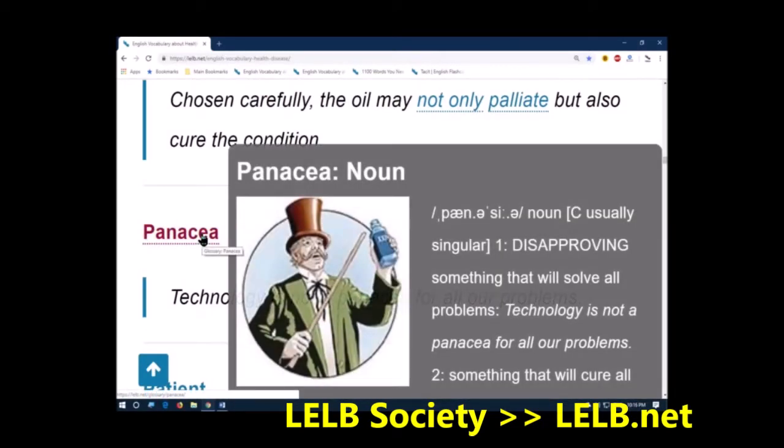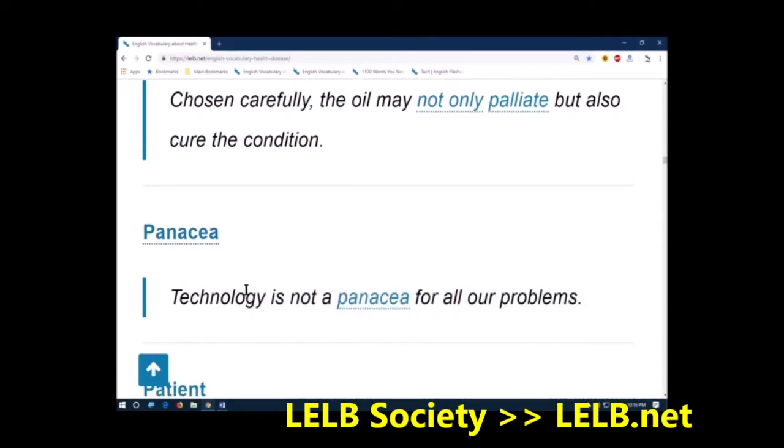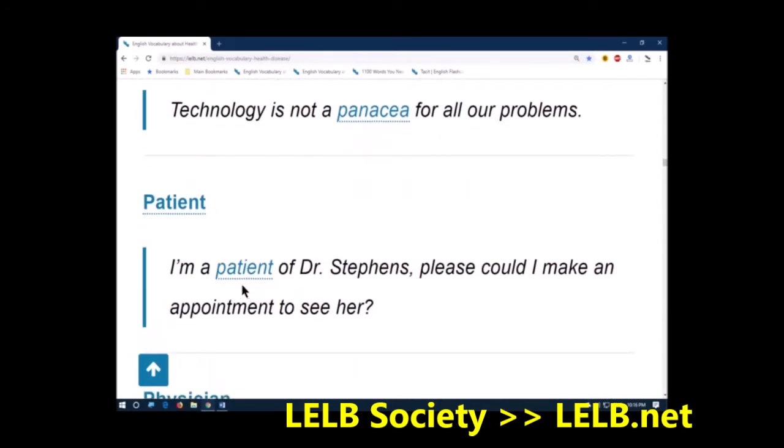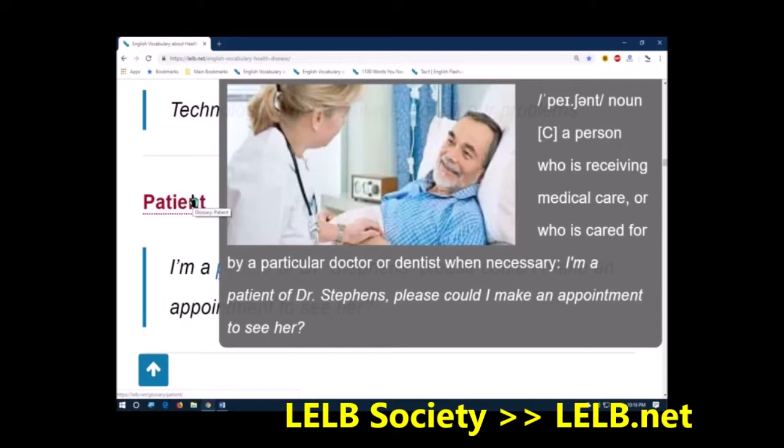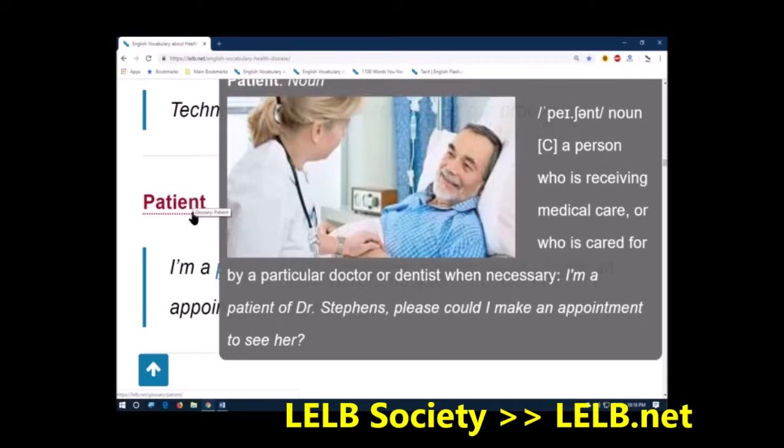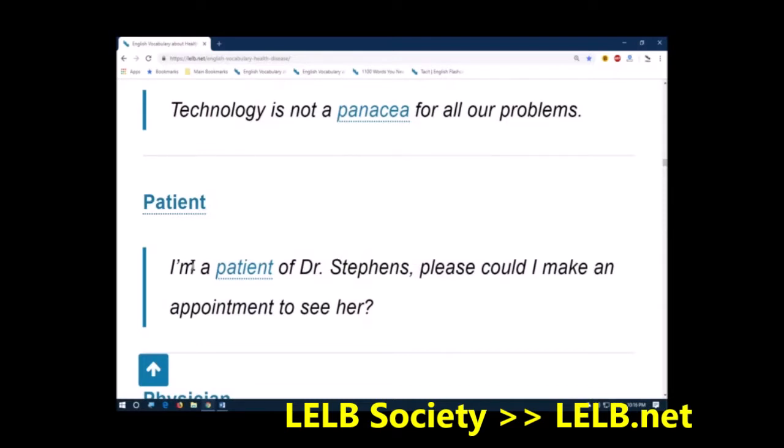Panacea. It means something that will solve all problems or cure all, as we learned. Technology is not a panacea for all our problems, so it cannot solve all of our problems. Patient. A person who is receiving medical care or who is cared for by a particular doctor or dentist when necessary. A person who is ill and hospitalized. I'm a patient of Dr. Stephens. Please, could I make an appointment to see her? Can I see her?